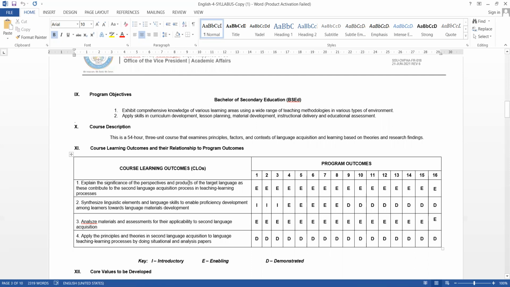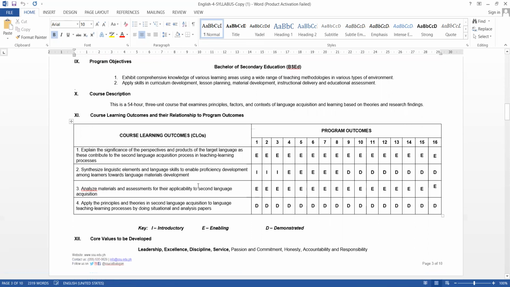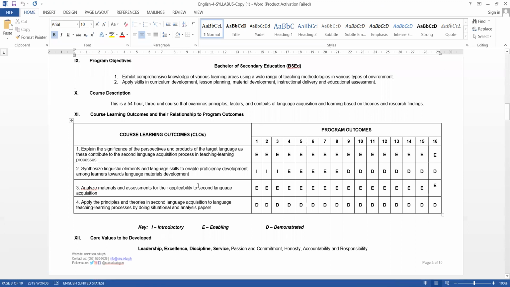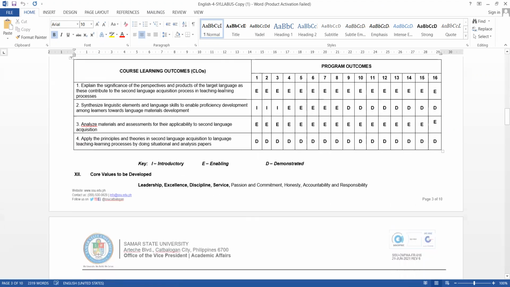You're expected to synthesize linguistic elements and language skills to enable proficiency development among learners towards language materials development. Third, you are expected to analyze materials and assessments for their applicability to second language acquisition. And lastly, you're expected to apply the principles and theories in second language acquisition to language teaching and learning processes by doing situational and analysis papers. So again, these are the outcomes you are expected to have by the end of this semester.